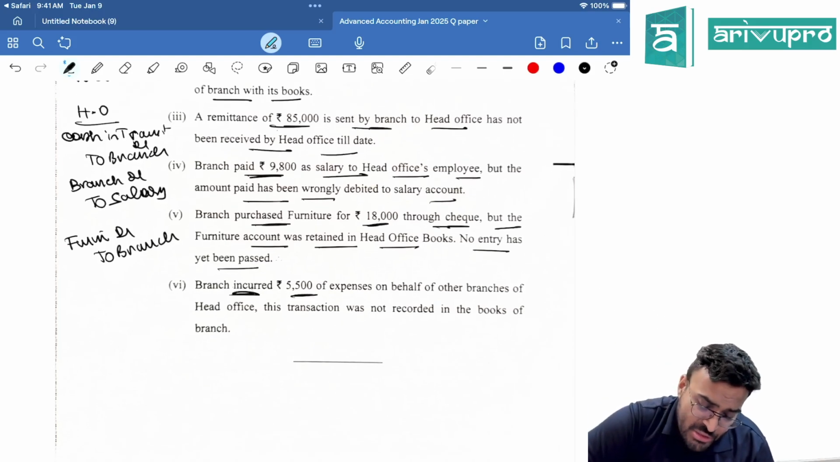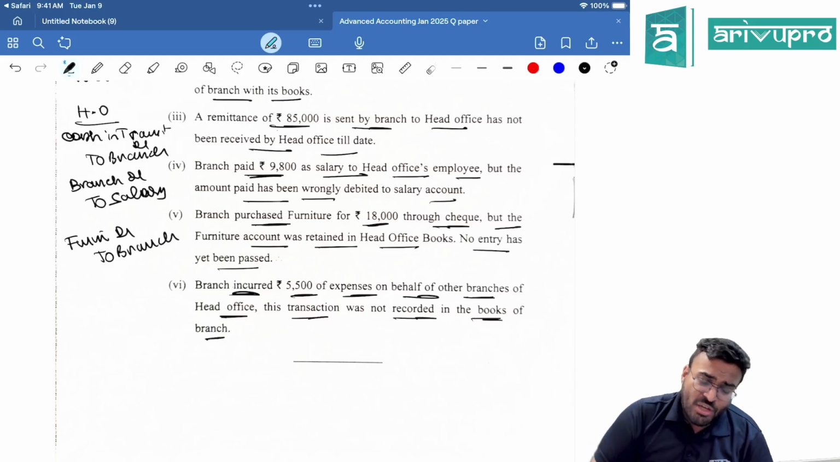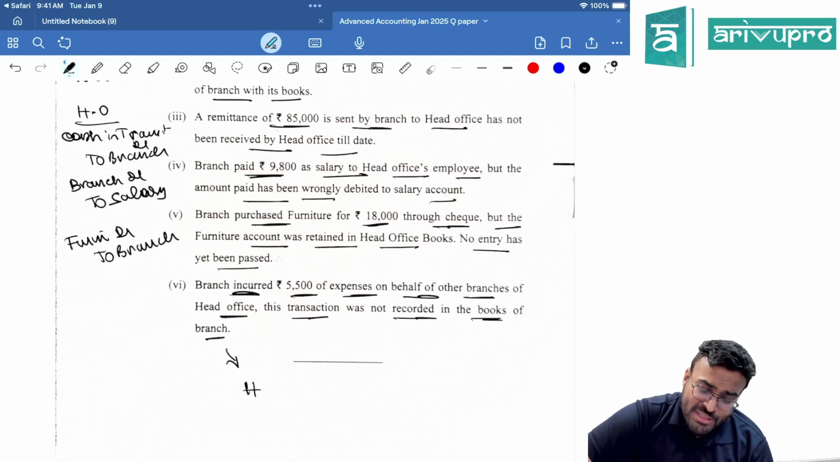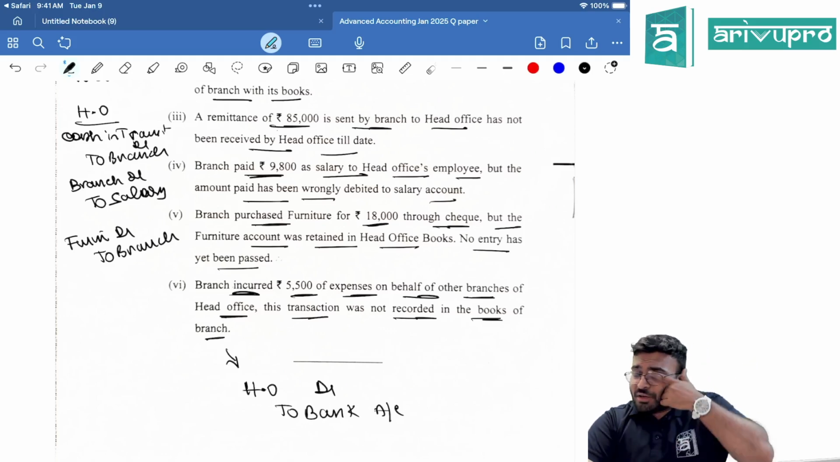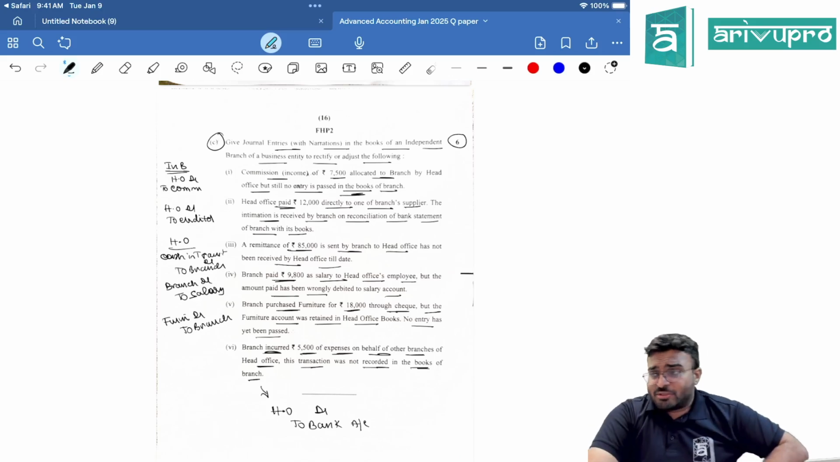Branch incurred 5,500 of expenses on behalf of other branches of head office. This transaction was not yet recorded in the books of the branch. So what will branch do now? Head office has to give me money, boss. Head office account debited to bank account because I have paid the amount. Head office account debited to bank account. These are the transactions. 6 marks question they have asked.